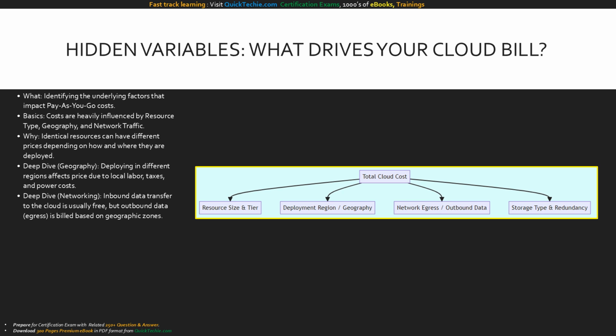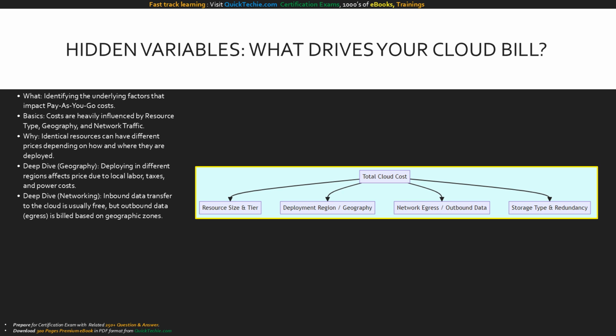Another major factor is network traffic. Pushing data into the cloud, inbound transfer, is typically free. However, pulling data out of the cloud, outbound or egress traffic, is billed based on specific geographical zones. Understanding these variables allows you to architect solutions that are not only technically sound, but financially optimized. Here we see a breakdown of the total cloud cost.